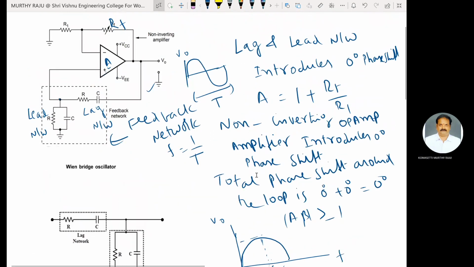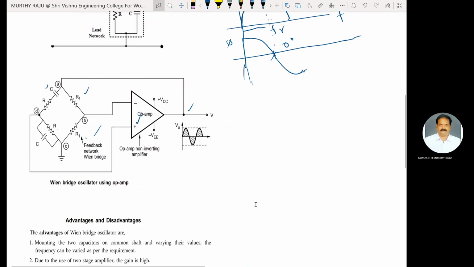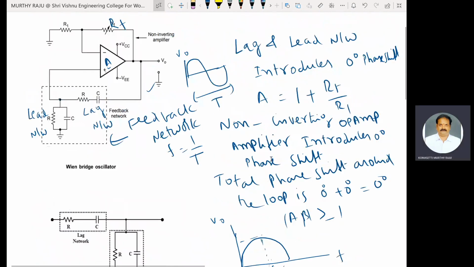Next, the R and C parallel network is connected to ground. These are the elements.